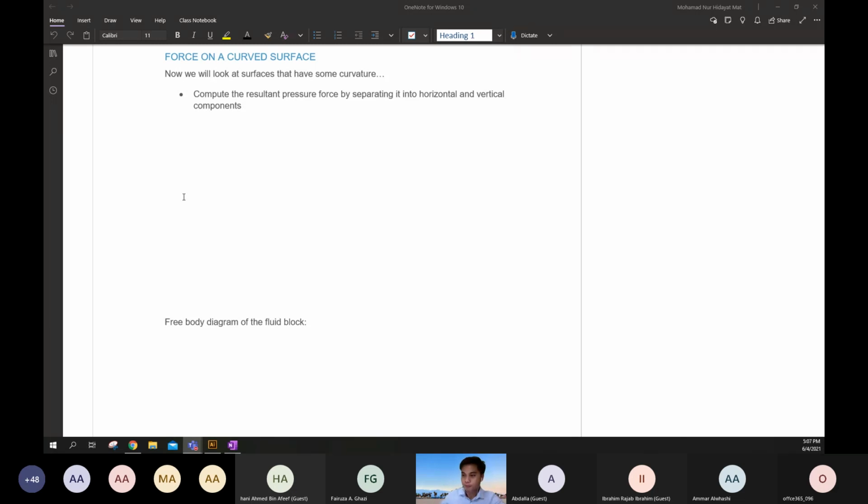So this is the first point, the forces on the curved surface. Now we look at a surface that has some curvature. For example, compute the resultant pressure force by separating it into the horizontal and vertical components. This is the explanation after we draw the free body diagram. Let's say we have the curvature surface.